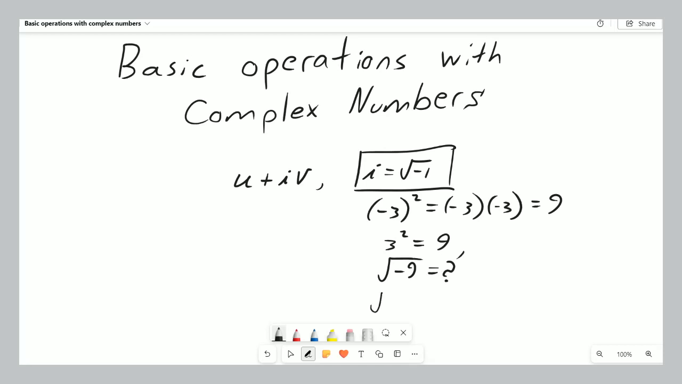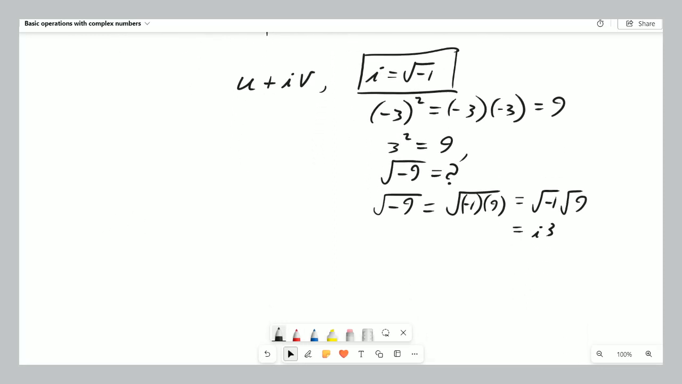Okay, so the square root of -9 can be written as the square root of -1 times 9, which is going to be the square root of -1 times the square root of 9, which is going to be i times 3. That's what i is, the square root of -1. As another example, the square root of -16 would be i times 4, or it could be written 4i. That's what complex numbers are, and they do have a number of applications. In this video, I'll just talk about how to do basic operations with complex numbers.